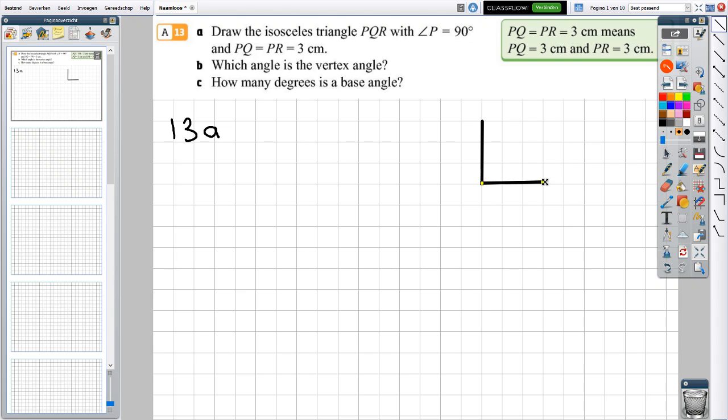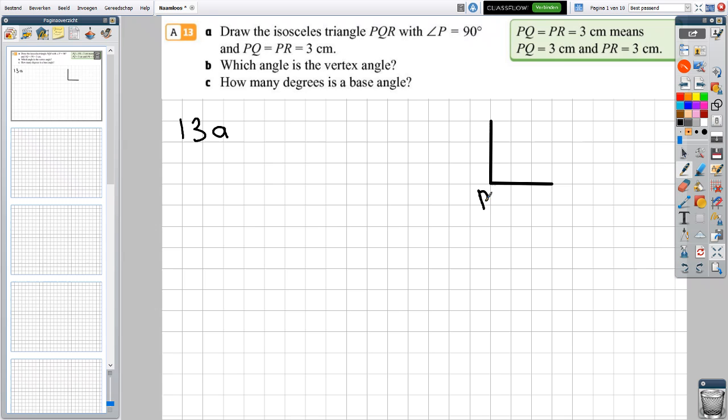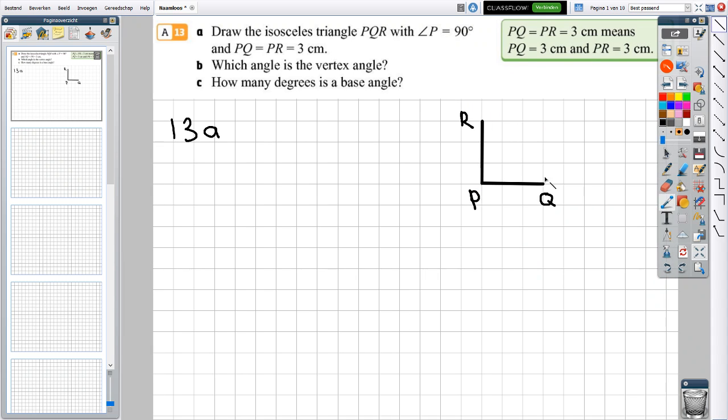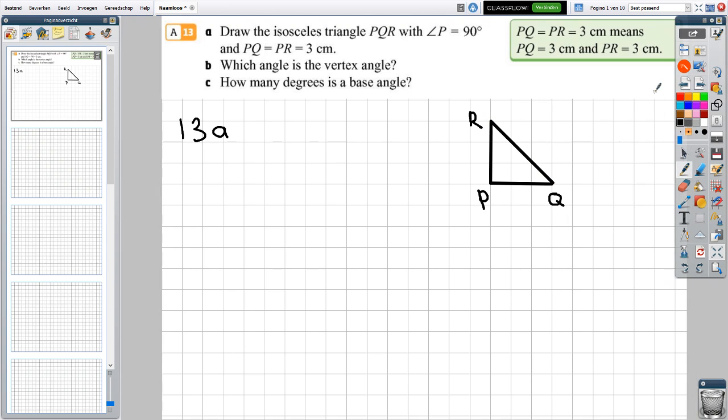I'm using this tool. I can now say, well, this is angle P. Then this is going to be Q, and this is going to be R. You could ask, can I switch those two letters around? Well, normally if we name a triangle, we go against the clock when naming it, so P, Q, R. And to finish it, I would draw this line here as well, right?